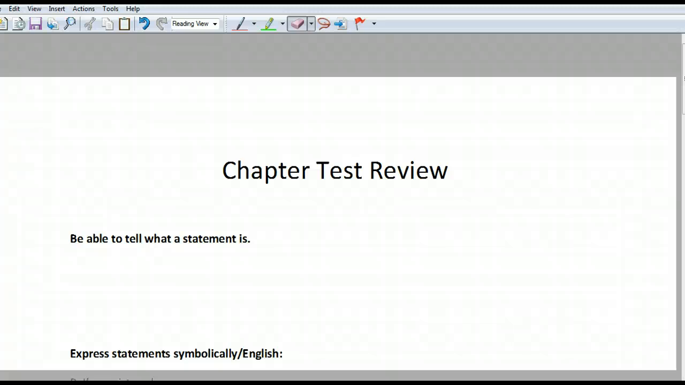Okay, so your chapter test is on Tuesday, and this is just going to be over the first section of the review. The first part is you need to be able to tell what a statement is. This is definitely some questions on the test. So let me know if this is a statement or not.